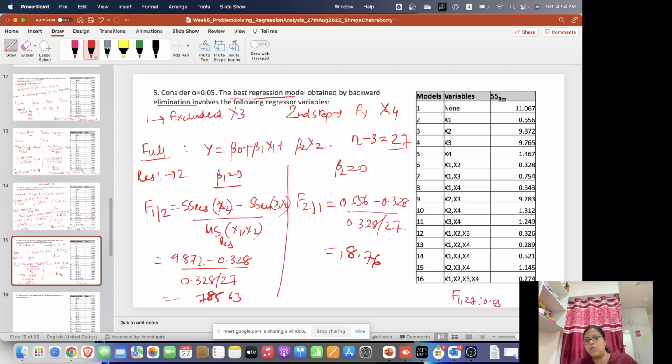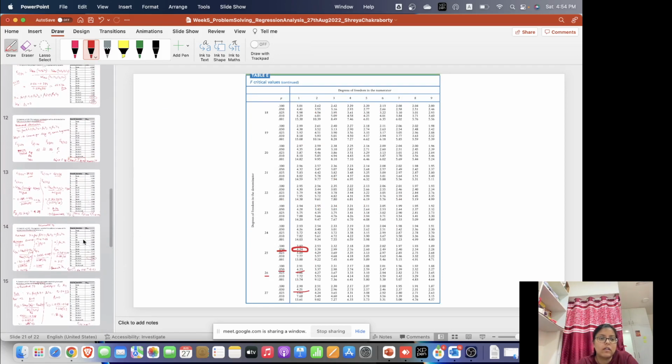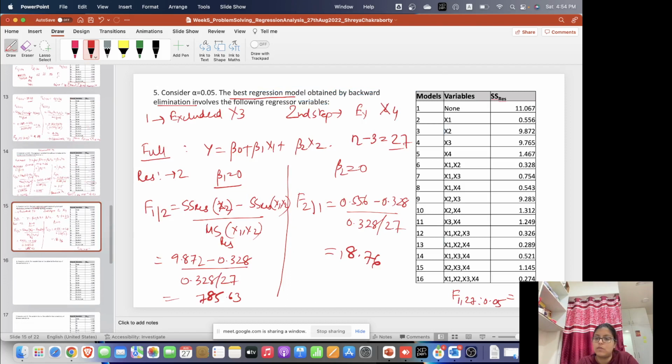Now F(1, 27, 0.05), this value is 4.21, this one. So this would be 4.21. Now you see this one is also greater than this one, and again this one is also greater than this one. That is, both of these variables are significant to the model.